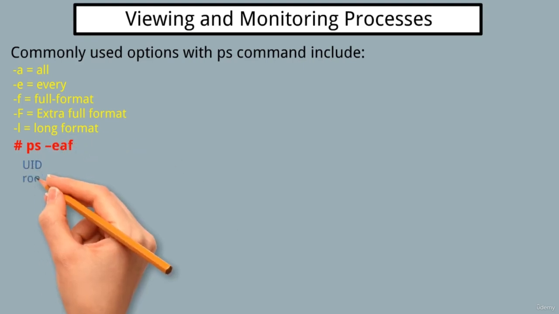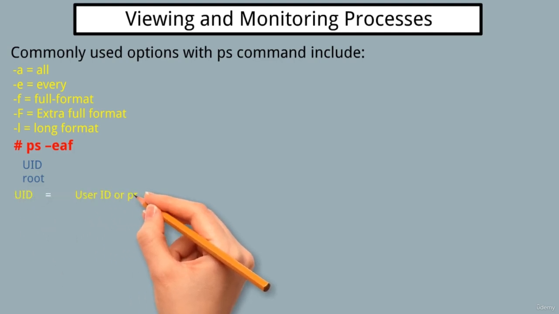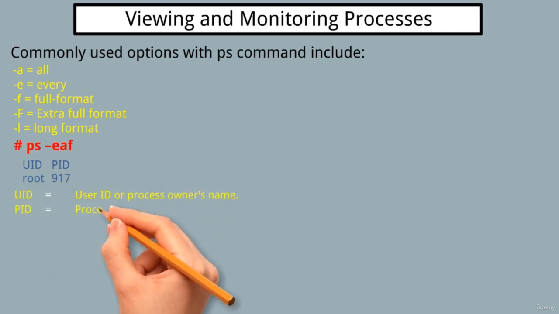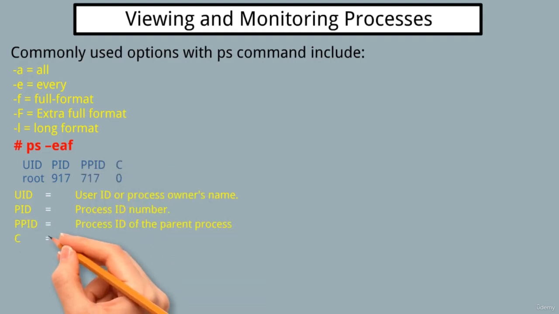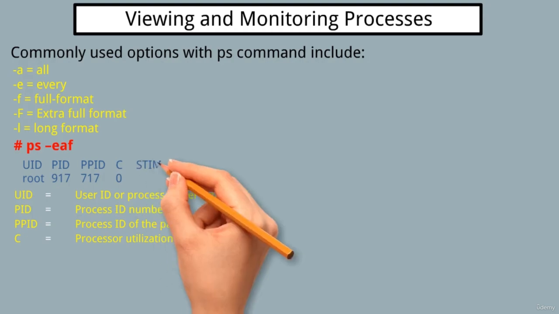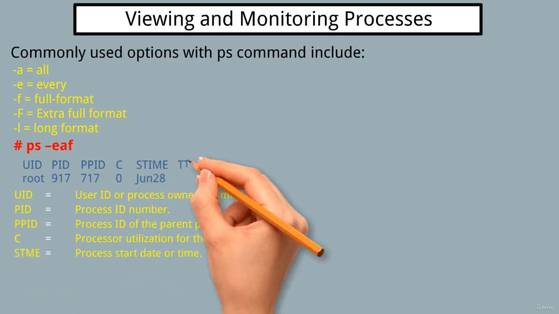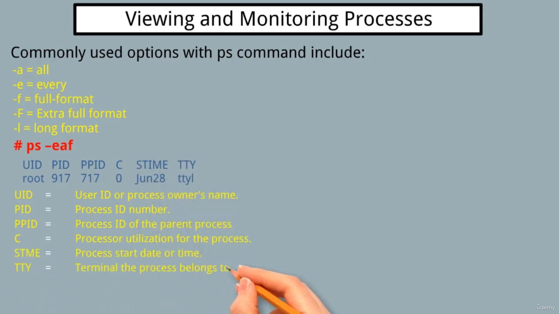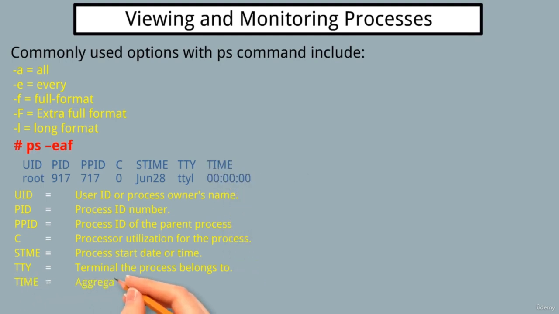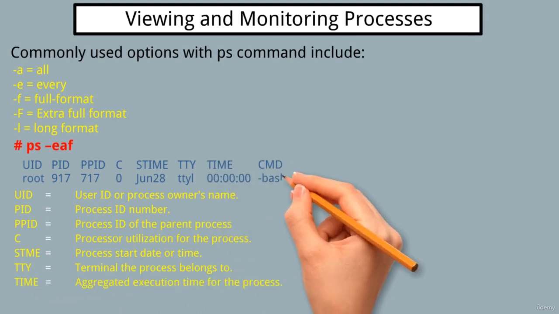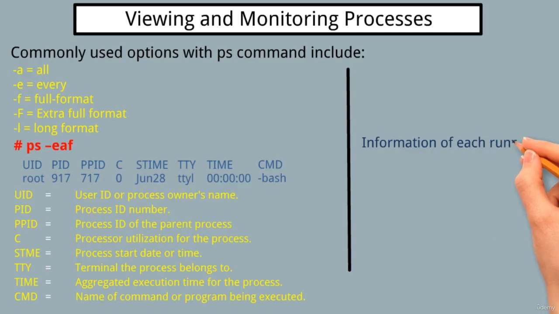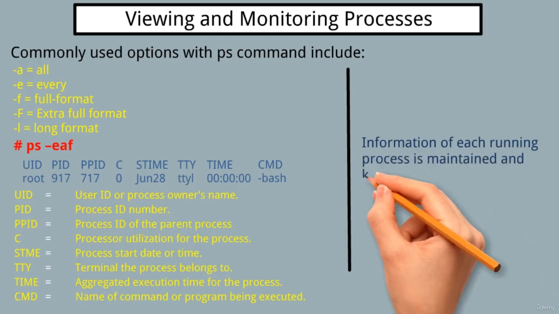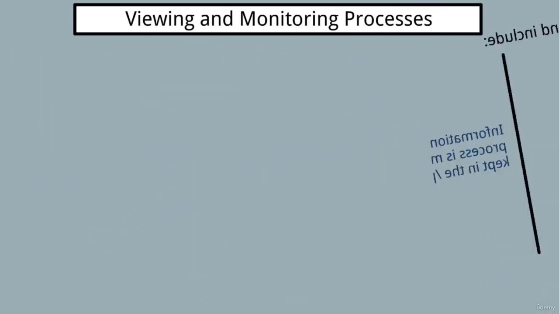For example, UID is the user ID or process owner's name. PID is the process ID number. PPID is the process ID of the parent process. C is the processor utilization for the process. STIME is the process start date or time. TTY is the terminal the process belongs to. Time is the aggregated execution time for the process. CMD is the name of the command or program being executed, again in this case bash. Information of each running process is maintained and kept in the /proc file system.